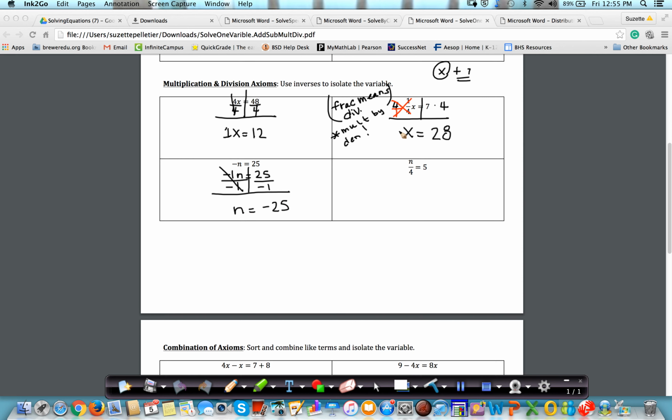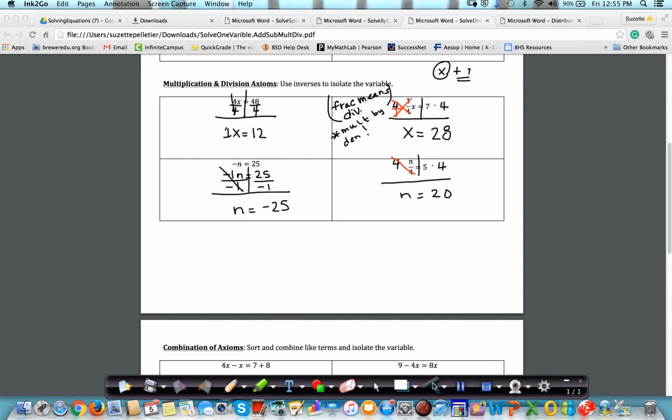And then the last one, again, is a fraction. Fraction means division, and you're going to multiply by the denominator. So I'm going to multiply by a 4, and I'm going to multiply by a 4. Again, when I multiply by 4, then these cancel, right? And I get n. Again, here's my balance. I get n on the left, and I get 20 on the right. Okay, so that was just kind of a review of addition and subtraction, multiplication and division.